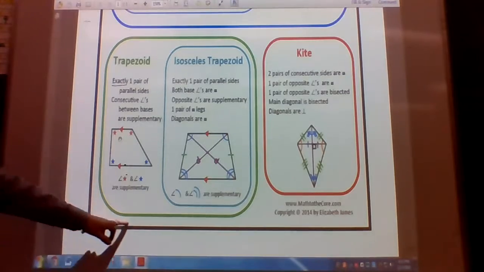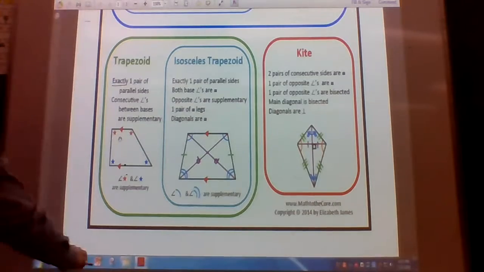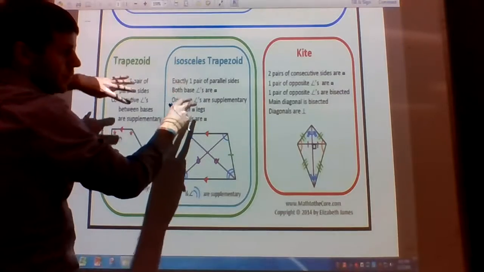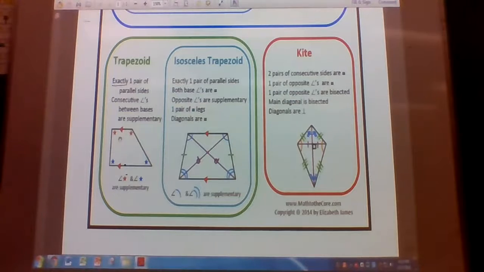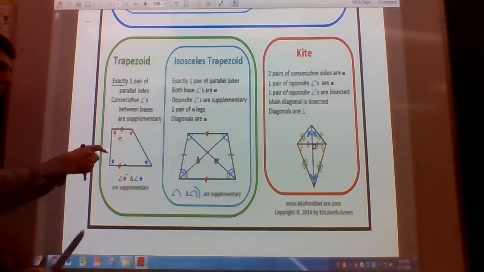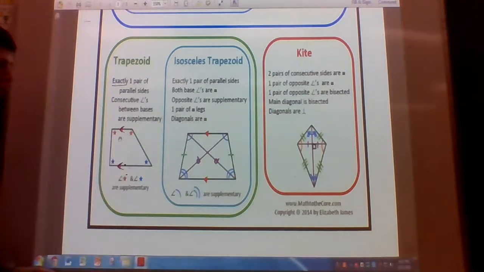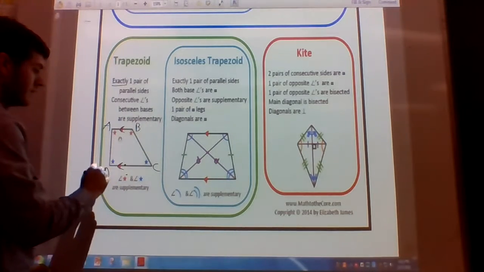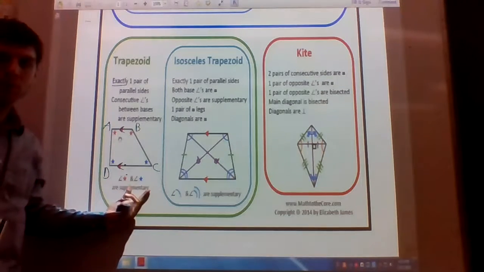So this green box is where our trapezoids are. Again, this big black box is quadrilaterals. You have the parallelograms within the quadrilaterals, but separate from the parallelograms, you have trapezoids and kites. The defining aspect of a trapezoid is the parallel sides. So if we have trapezoid ABCD, AB is going to be parallel to CD.